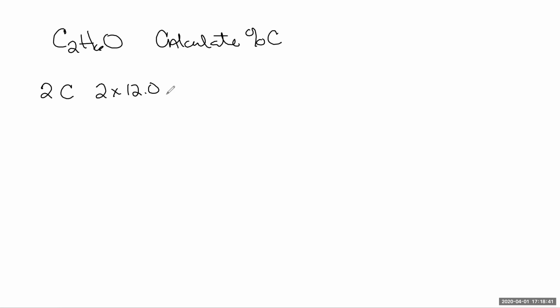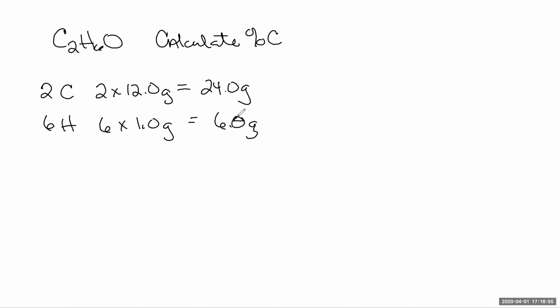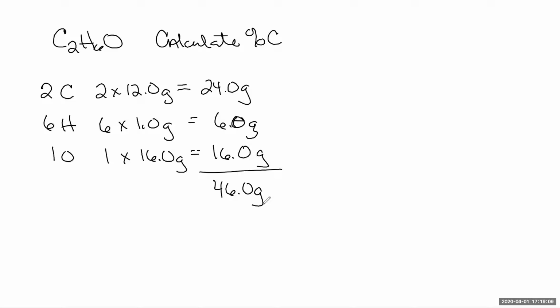I'm going to stick with moles, so I'm going to end up having grams. That gives me 24.0 grams. In the formula, we have 6 hydrogens. Hydrogen is 1.0, so that gives me 6.0. We have 1 oxygen, and oxygen is 16.0, so that gives us 16.0. If you add 24, 6, and 16, you get 46.0 grams. 1 mole of C2H6O would have a mass of 46.0 grams.